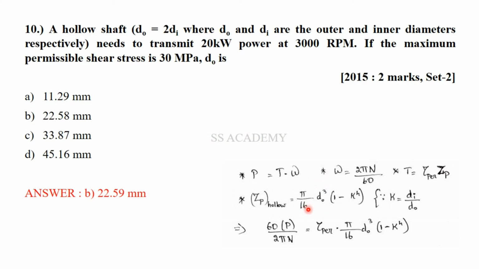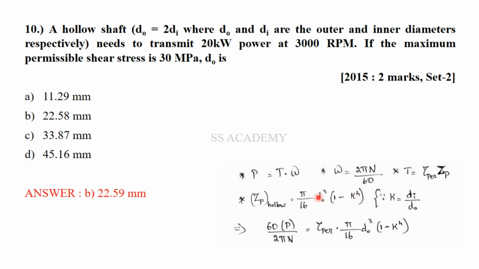Try to remember this formula, because this will be useful in many cases. There is a very high possibility of the ratio di by d0 or d0 by di being given. In such a case, you can use this directly. Otherwise, you have to substitute in a different manner and you will require another calculation. So try to remember this formula, ZP hollow.